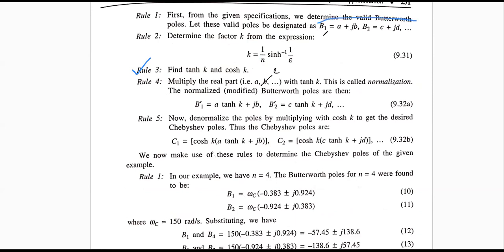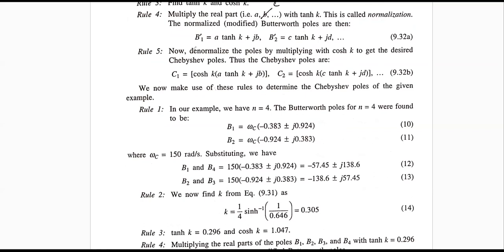So in this equation, you already have your Butterworth filter pole location. Multiply the real part, A and C. Multiply the real part with tanh K. This is called normalization. The Butterworth poles are actual. Now for normalization, A should be multiplied with tanh K plus jB, and C will be multiplied with tanh K plus jD. In that way you may have another poles, so you can carry through.